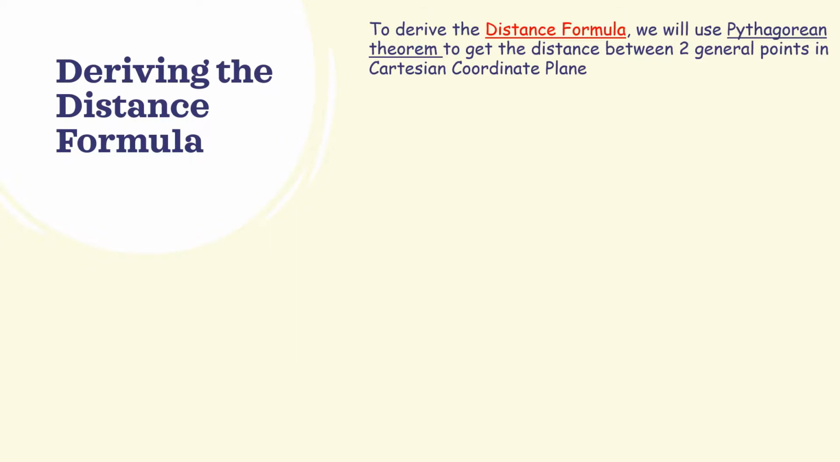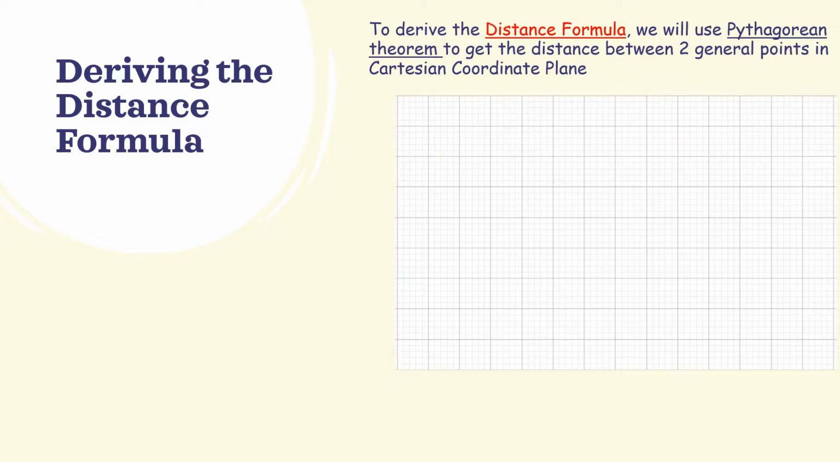To derive the distance formula, we will use the Pythagorean theorem to get the distance between two general points in the Cartesian coordinate plane. So let's have a portion of the Cartesian coordinate plane. And on this portion, let's have a general point with coordinates x sub 1, y sub 1, and another general point with coordinates x sub 2, y sub 2. Since these points are general points, you can place them anywhere on your Cartesian plane, and you can use them to represent any points on your Cartesian plane. So what we're going to do is simply look for the distance between these two points.